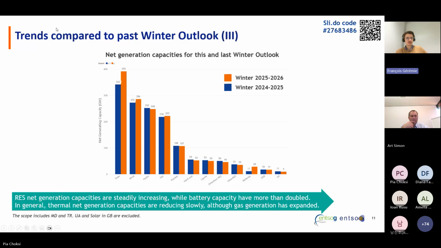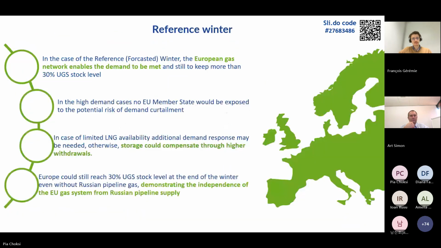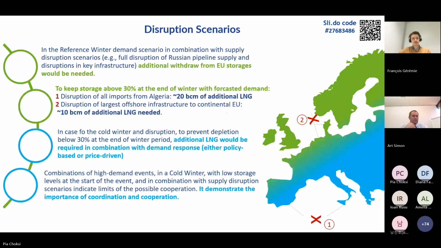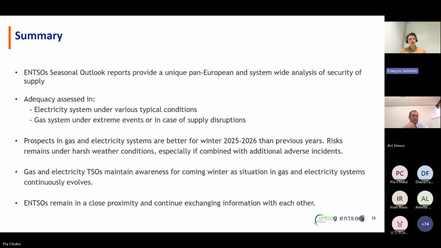Do you see any more questions? Maybe we can proceed with the final slides. Thank you. So this was the outlook made by both ENTSO-E and ENTSO-G to provide a unique pan-European and system-wide analysis of security of supply. This adequacy assessment covered the electricity system under various typical conditions. We have in our methodology 32 weather scenarios and 24 outage patterns in the electricity system, and also different sensitivities in the gas system under extreme events in case of supply disruption.